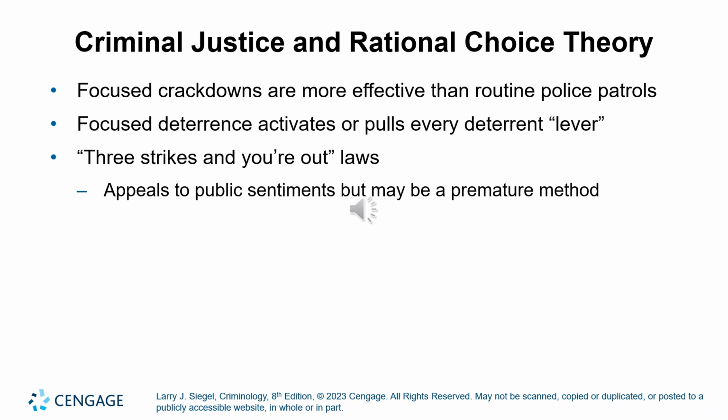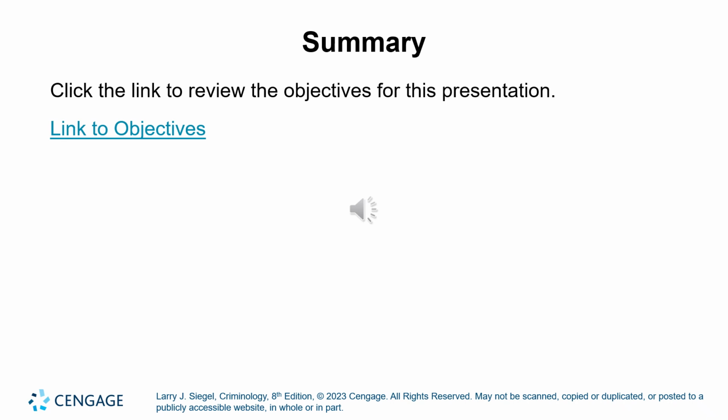And finally, many people are familiar with the 3 strikes and you're out laws, which mandate long sentences for repeat offenders. And while these laws appeal to the public's concerns about safety, they may be premature or overly harsh, and research questions their overall effectiveness. In some cases, they may lead to unintended consequences like overcrowded prisons or disproportionate sentences. Overall, these strategies show how rational choice theory has influenced real-world crime control, but also how important it is to evaluate what actually works.